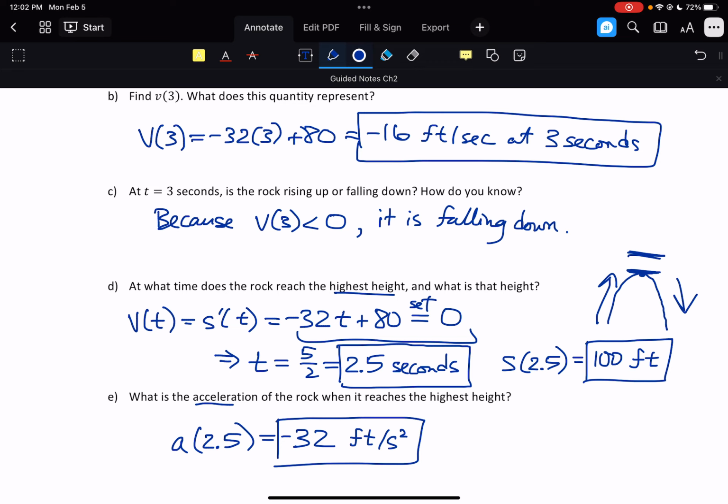All right, and that brings us to the end of section 2.5. As we continue through the chapter, we're going to look at some more derivative rules, derivative properties that help us work with all different types of functions. But this has been our introduction into derivative properties.